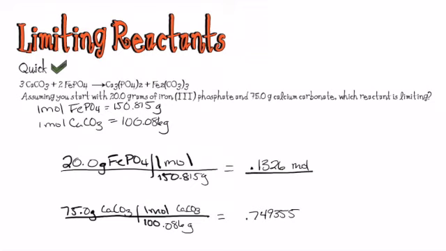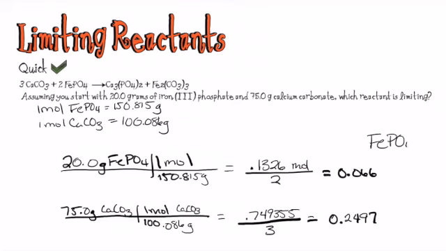So the balance number for iron phosphate is 2. So we would have 0.066. And our balance number for calcium carbonate is 3. So we have 0.2497. Now we compare, and our smallest number is iron phosphate, so our limiting would be iron 3 phosphate.